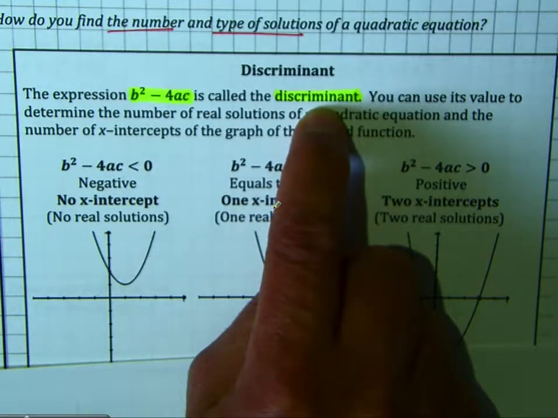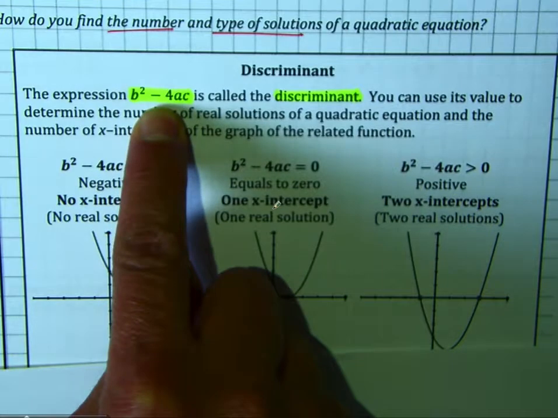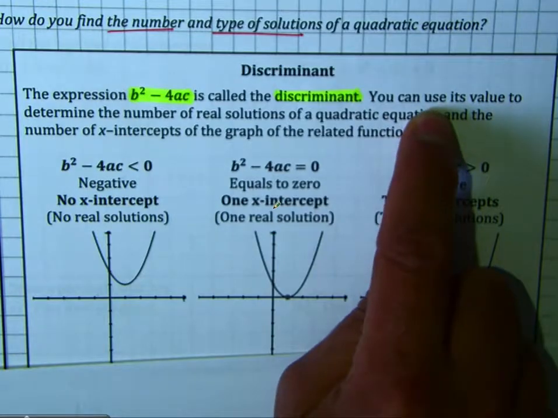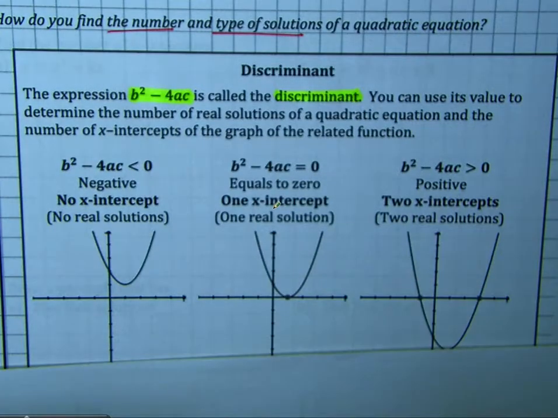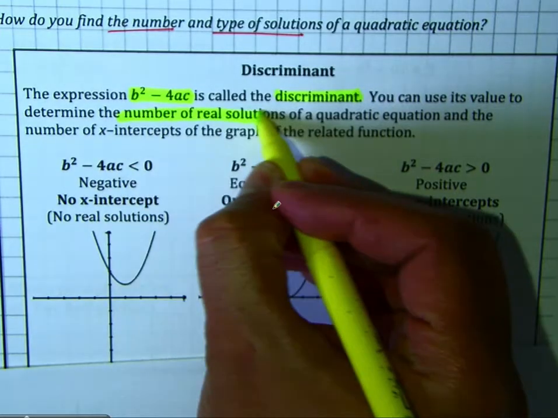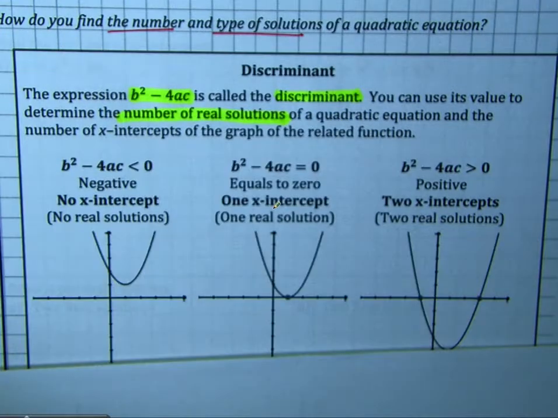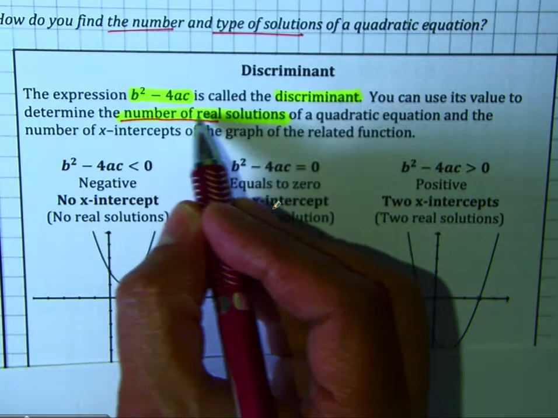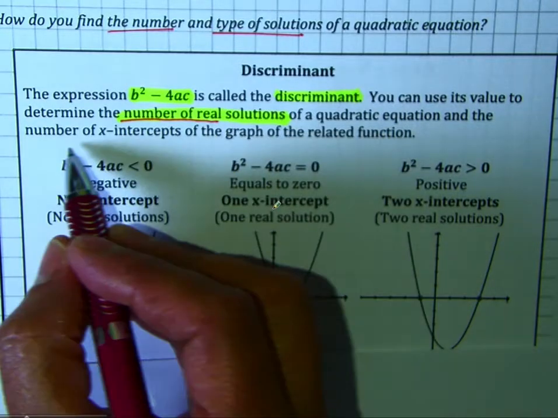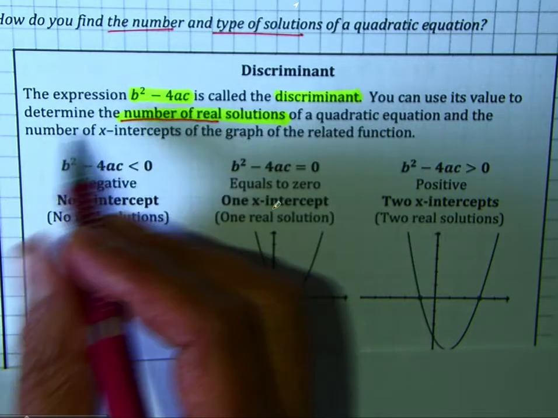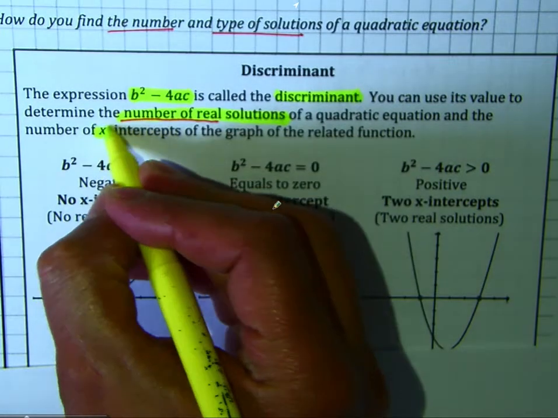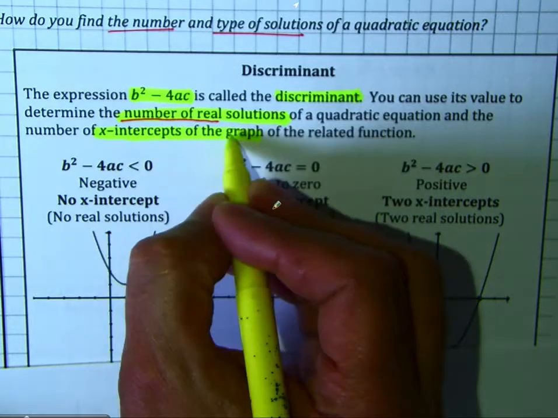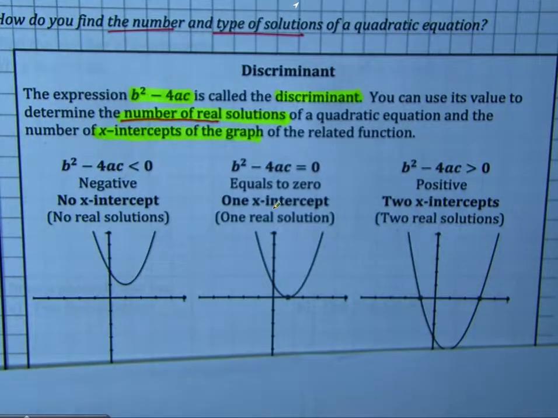It's called a discriminant. The discriminant is going to be this expression, and it's going to give us a number once we simplify it. You can use that value, that number, to determine the number of real solutions of a quadratic equation. So it's going to tell you how many and whether they're real or not, and the number of x-intercepts. One of the things that we're going to continue talking about is that your solutions are the same thing as the x-intercepts of the graph of the related function.